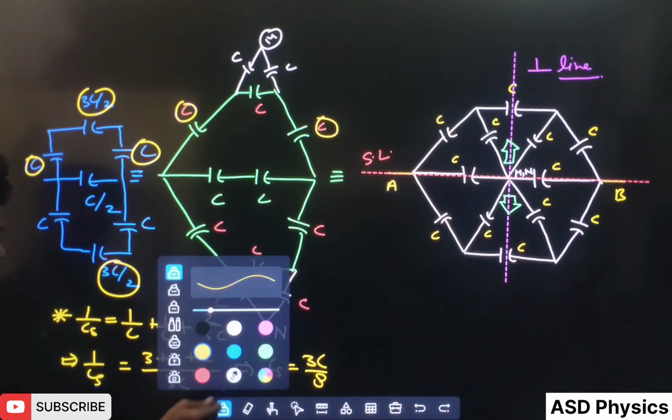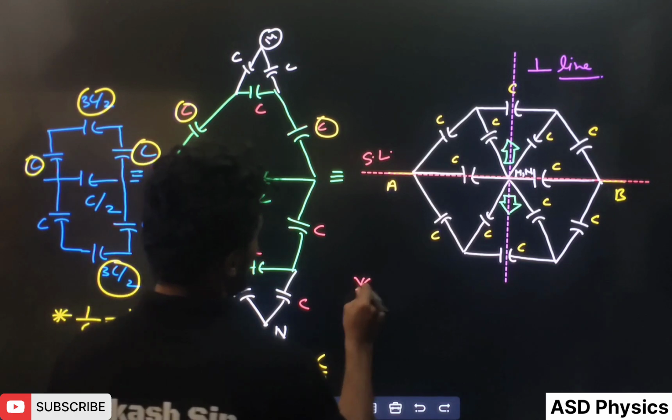So students, what can we tell here? If I draw the one diagram here, this is here.